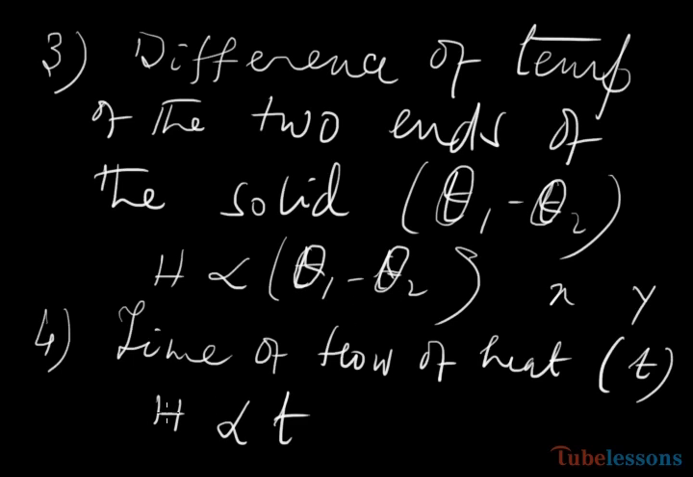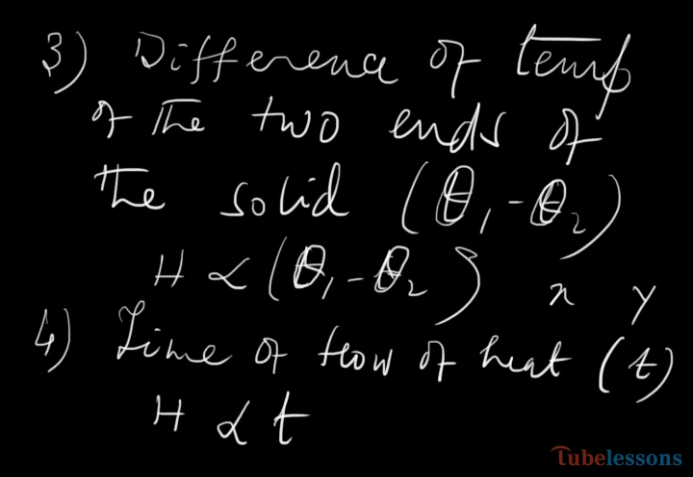So these are the four factors on which the quantity of heat conducted through a solid depends. Number 1, length of the solid. Number 2, area of cross section of the solid. Number 3, difference of temperature of two ends of the solid. And number 4, time of flow of heat through the solid.